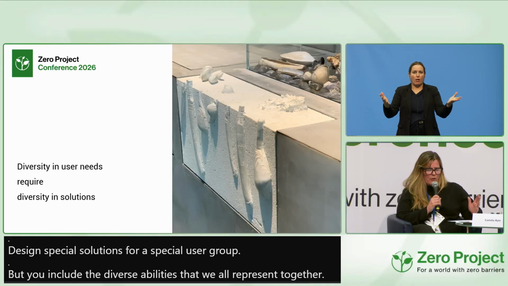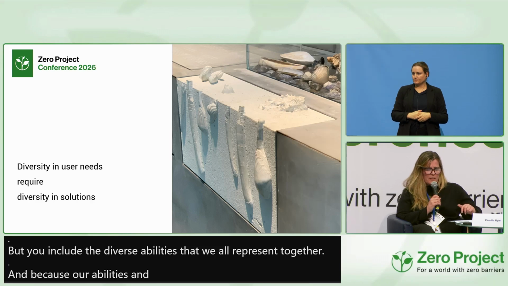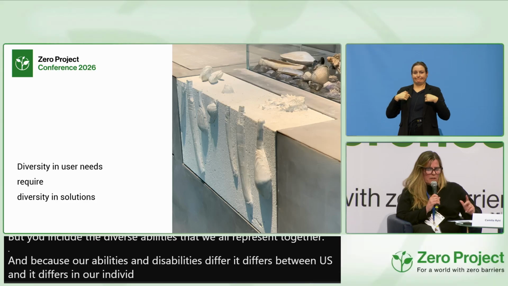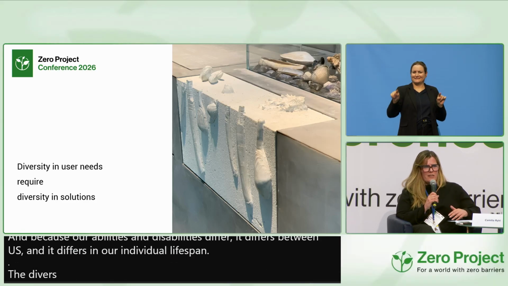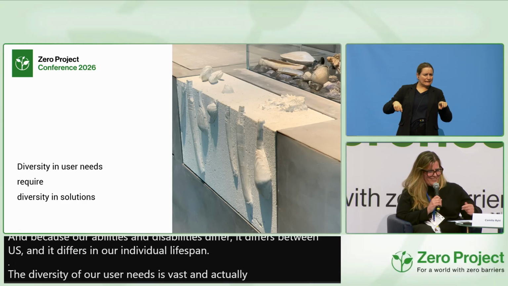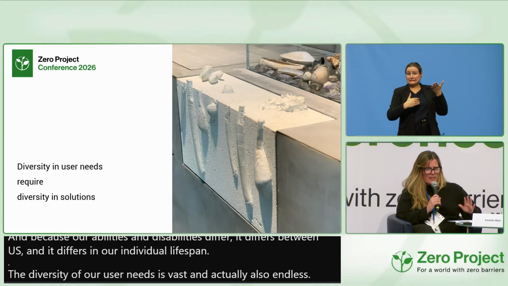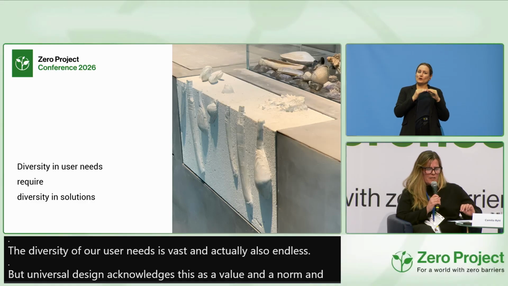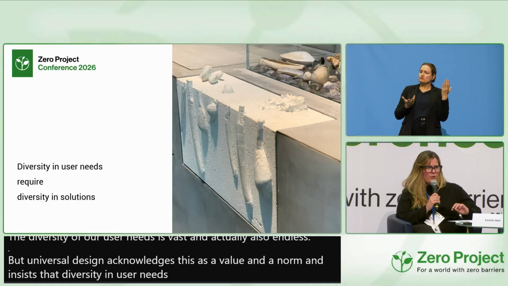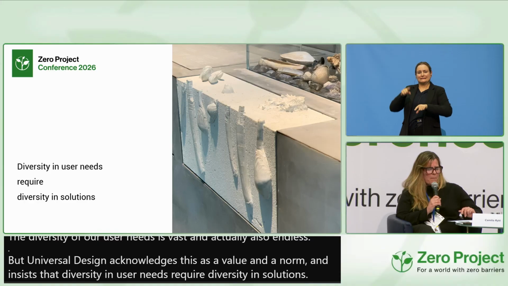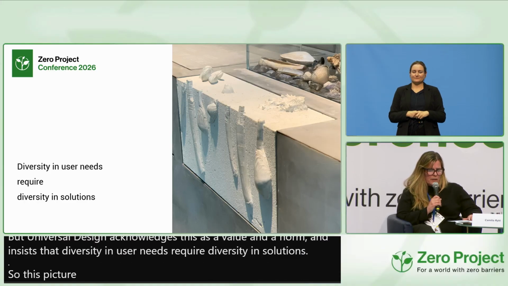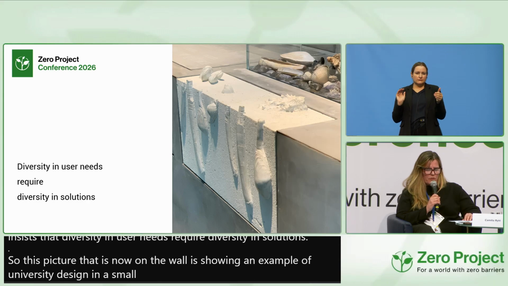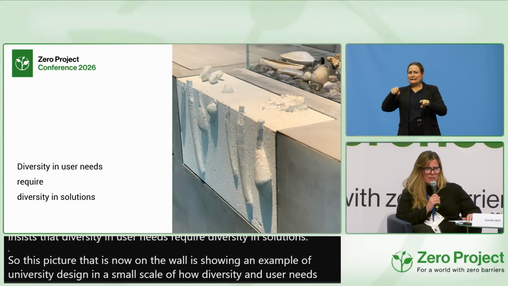And because our abilities and disabilities differ, it differs between us and it differs in our individual lifespan. The diversity of our user needs is vast and actually also endless. But universal design acknowledges this as a value and a norm and insists that diversity in user needs requires diversity in solutions. So this picture that is now on the wall is showing an example of universal design in a small scale of how diversity in user needs is met by diversity in solution.